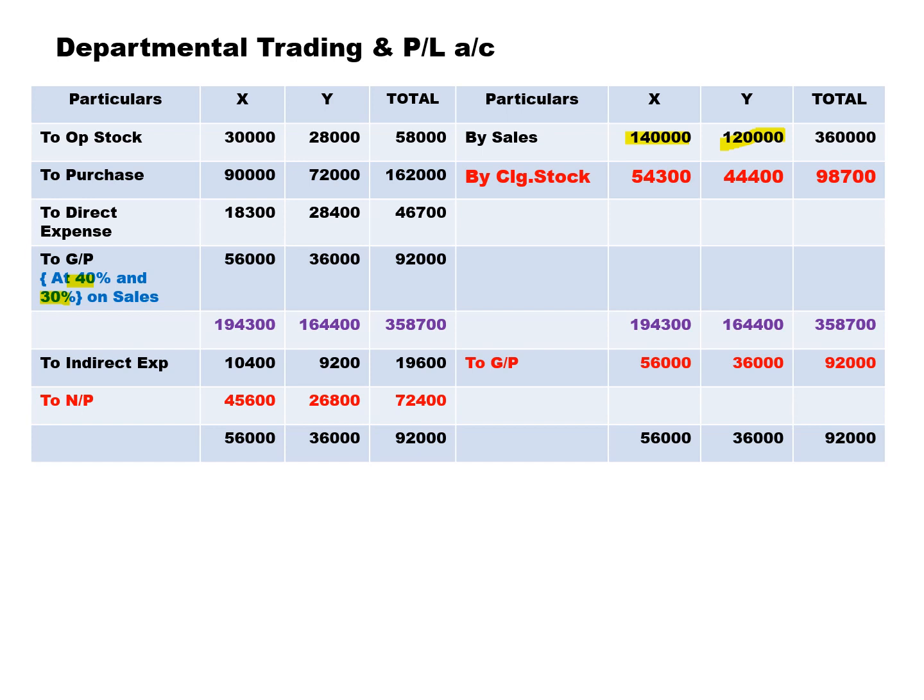And in the PL account, only one piece of information we need to take, that is indirect expenses. So indirect expenses for X is 10,400 and for Y it's 9,200. This we have already calculated in the working note. So thereby X gets a net profit of 45,600, Y gets a profit of 26,800. Thereby total net profit is 72,400. So now let us look into the next question.